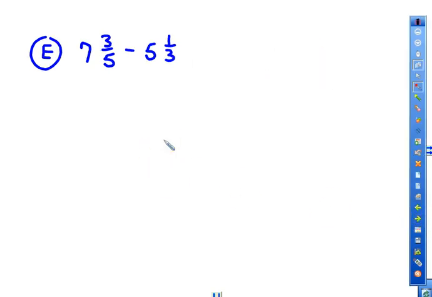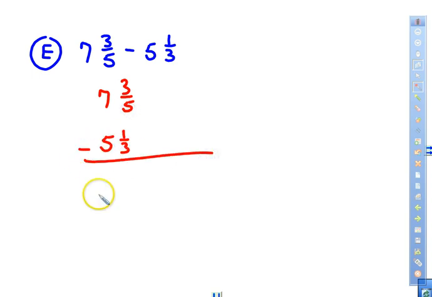Now go ahead and solve letter E. So we're going to take 7 and 3/5 and 5 and 1/3. Again, finding our least common denominator, we start with the largest denominator. Does 3 go into 5 equally? No, it doesn't. So the next multiple of 5 is 10. Does 3 go into 10 equally? No. So the next multiple is 15. And yes, 3 goes into 15 equally. So 15 is my least common denominator.